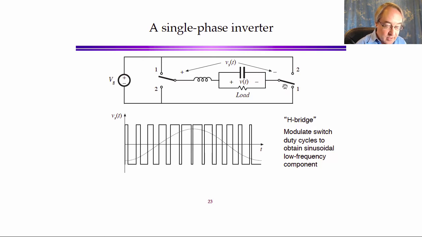Here we have two single-pole double-throw switches, with the load and filter connected differentially between their outputs, so that the voltage differentially between the two switch outputs looks like this. You can switch between plus Vg when the switches are in position 1, or minus Vg when the switches are in position 2. And by changing the duty cycle, we can change the average value, and we can actually modulate the duty cycle sinusoidally and make a sine wave of output voltage if we want to produce, say, a DC to AC inverter.